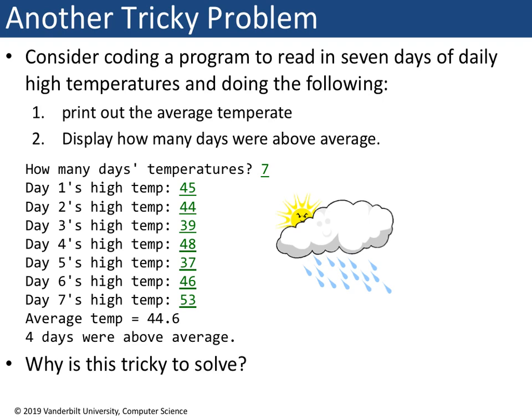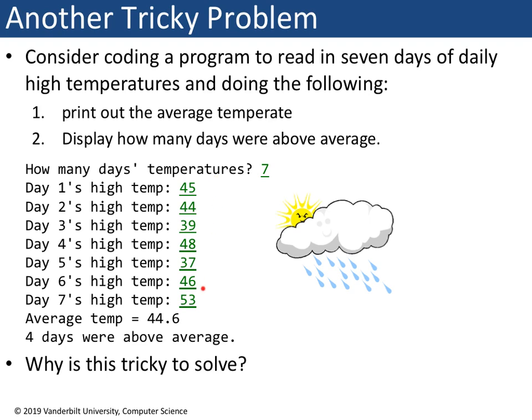Think of another problem. Imagine we prompt a user for a number of days. So this is exactly what we talked about. The user is going to tell us how many days they're going to enter temperatures for. So there's no way we could possibly have created enough variables beforehand to be able to store what the user types in. And then we will get however many temperatures that the user says they're going to type. We will get that number of temperatures from the user. And in this case, it's 7.